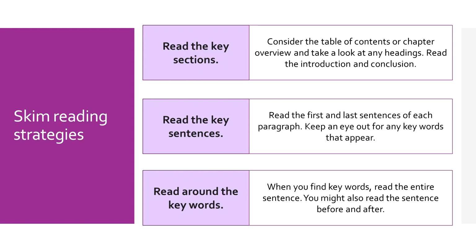So, skim reading strategies. Read the key sections, consider the table of contents or chapter overview, and take a look at the headings. Read the introduction and conclusion. Read the key sentences. Read the first and last sentences of each paragraph. Keep an eye out for any key words that appear. Read around the key words. When you find key words, read the entire sentence. You might also read the sentence before or after these key areas.